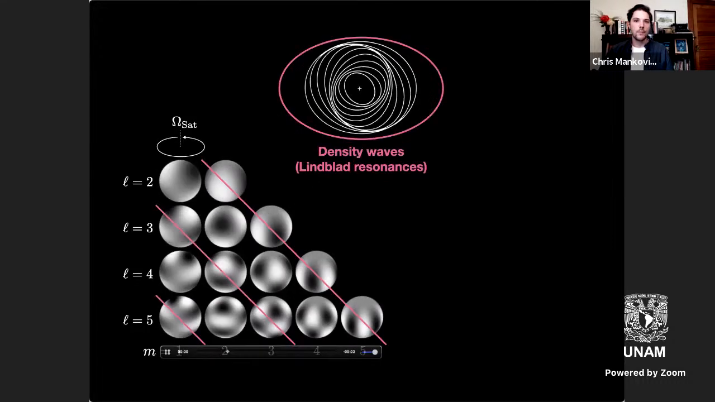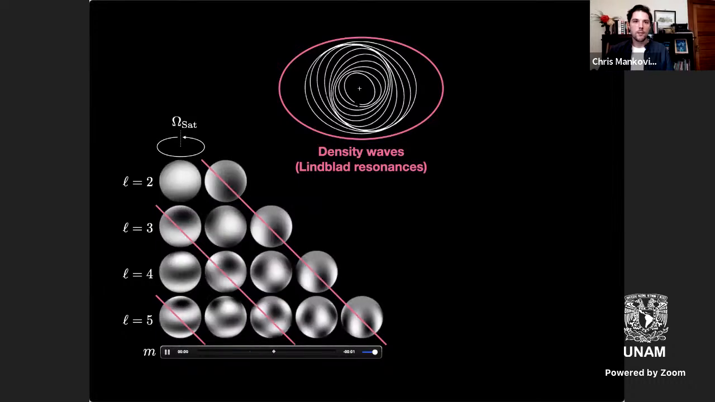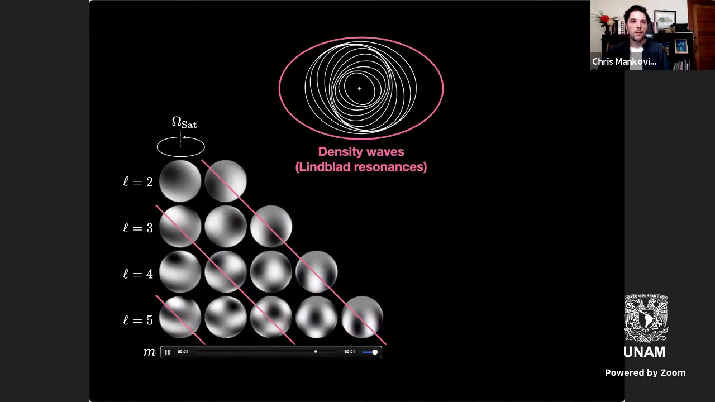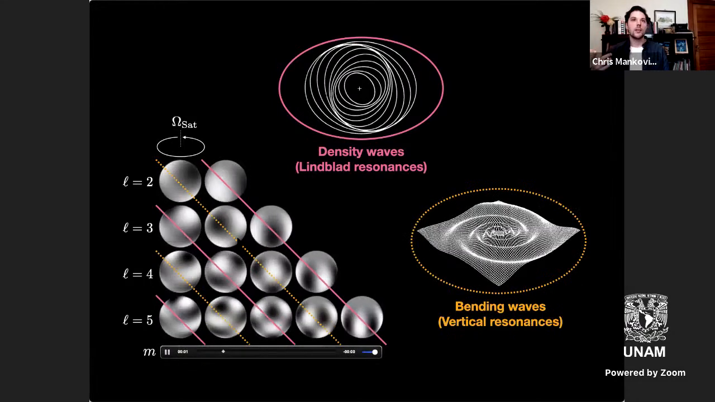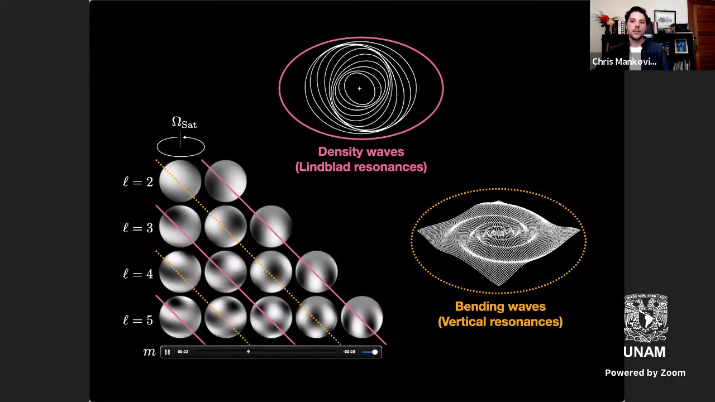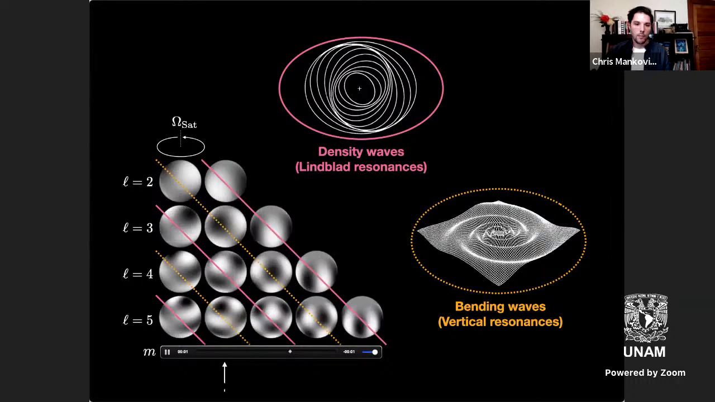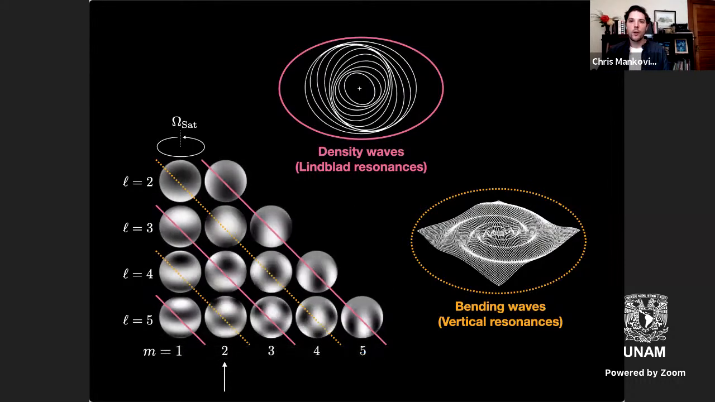Among these prograde modes, there are sort of 2 flavors of geometries as a function of their symmetry about the equator. Modes that are symmetric about the equator can drive density waves at Lindblad resonances. Those are most of the detections that we turn out to make for Saturn. And bending waves are modes that are anti-symmetric about the equator, and those can drive vertical oscillations and give us bending waves.